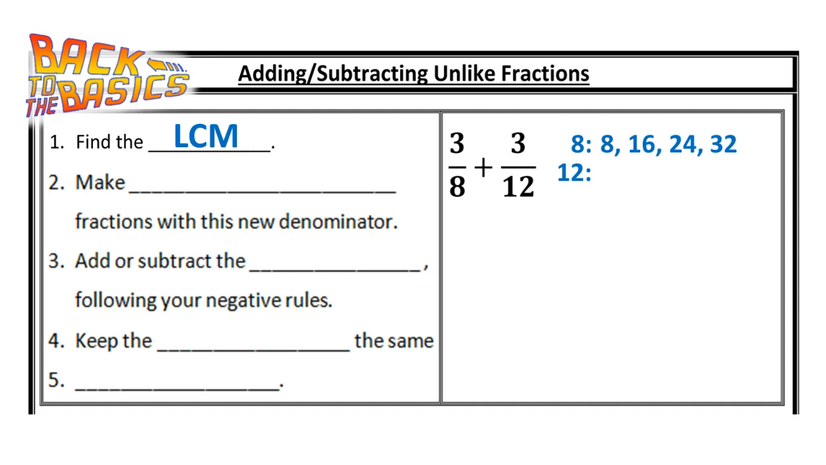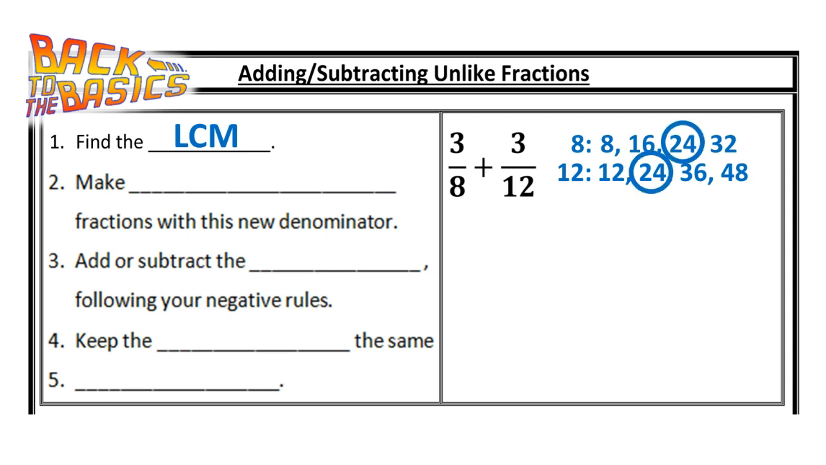8 times 1 is 8, 8 times 2 is 16, 8 times 3 is 24, 8 times 4 is 32. 12 times 1 is 12, 12 times 2 is 24, 3 times 12 is 36, 4 times 12 is 48. I see that they both have 24 in common in both lists. I'm going to multiply 8 by 3 because 24 is the third multiple. I'm going to multiply 12 by 2 because 24 is the second multiple.